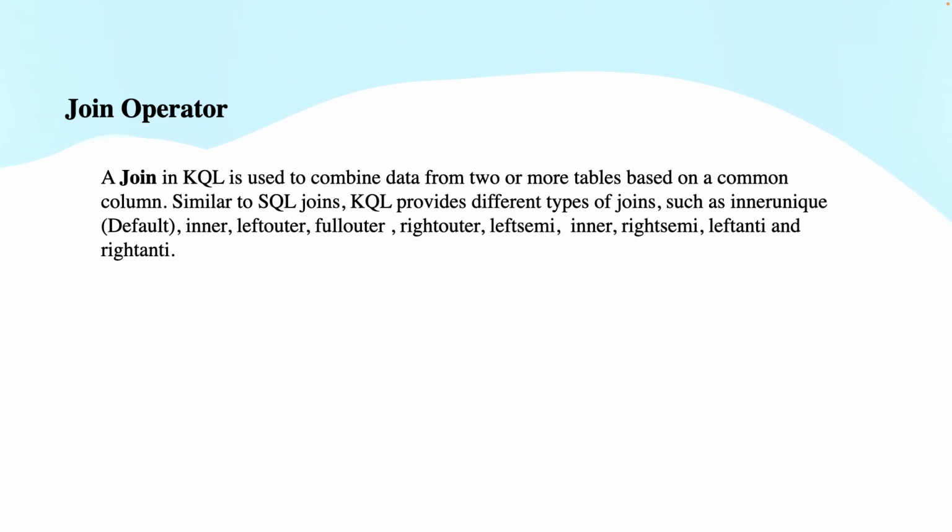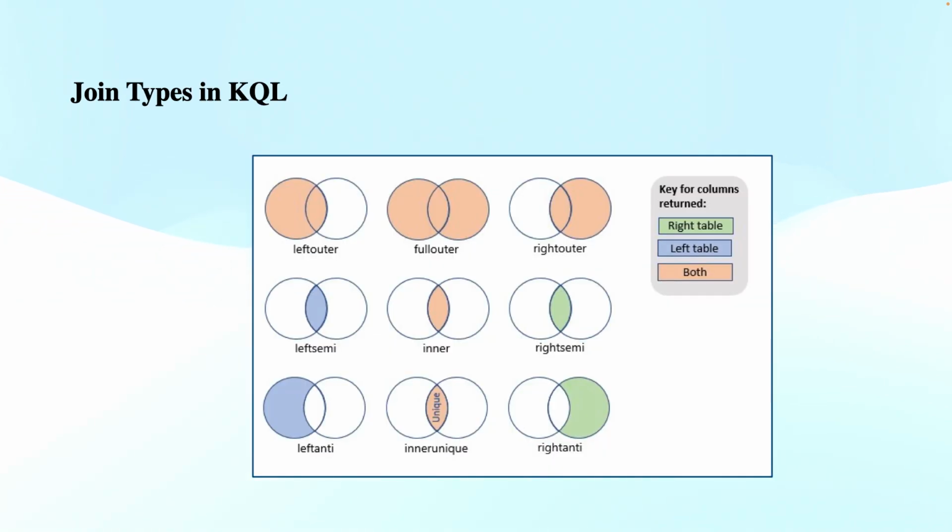The join operator in KQL is used to combine the data from two or more tables based on a common column or property of the records that we are looking for. It is similar to SQL joins, and KQL provides the different types of joins that we have in SQL as well. These are inner unique, which is the default join type. Then we have inner, left outer, full outer, right outer, left semi, left anti, and right anti. We have various join types, or kinds, that we use when we collect and merge the data from two different tables. Let's have a look at these different types of joins in KQL.